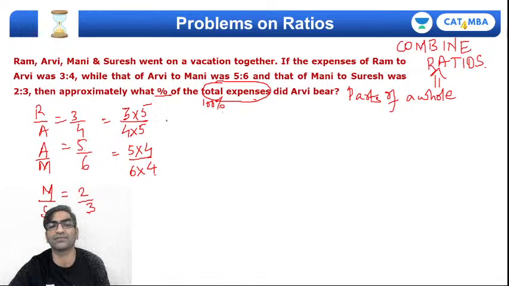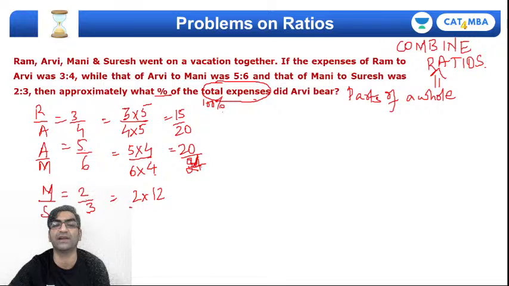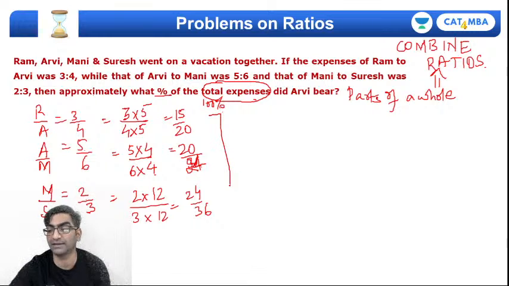And now I have 15 by 20 and 20 by, sorry, 20 by 24. Right? And the moment I see 24, I want to make M, which is common in these two ratios, also 24. So I'll have to multiply with 12, do that with the denominator as well. So this becomes 24 by 36. Right? And now I can combine the three ratios.